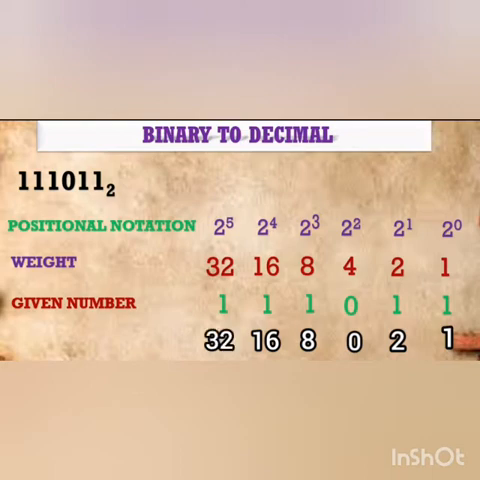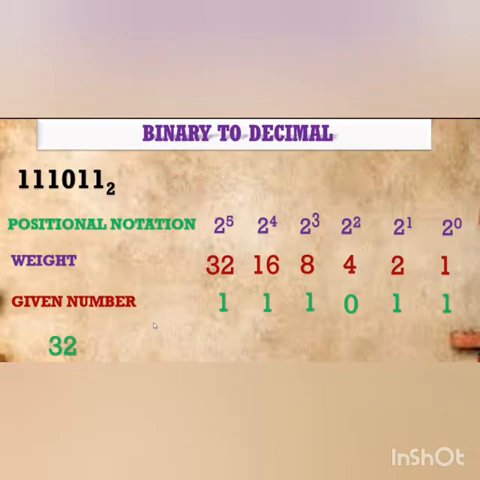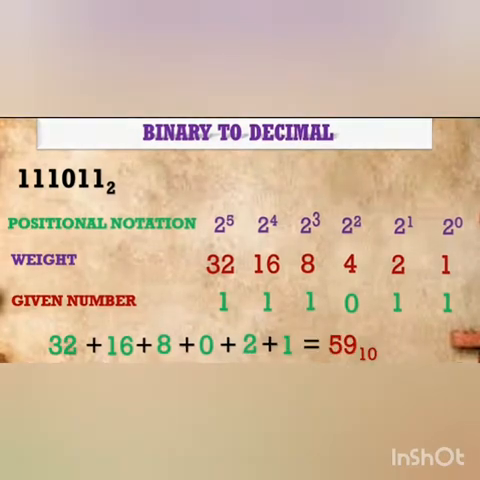Now we have to follow the fourth step: add all the values. That is 32 plus 16 plus 8 plus 0 plus 2 plus 1. Now the value is 59 base 10. The final result is 111011 base 2. This binary value is equal to 59 base 10.